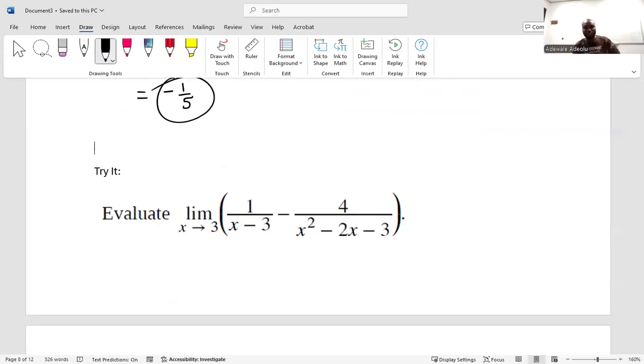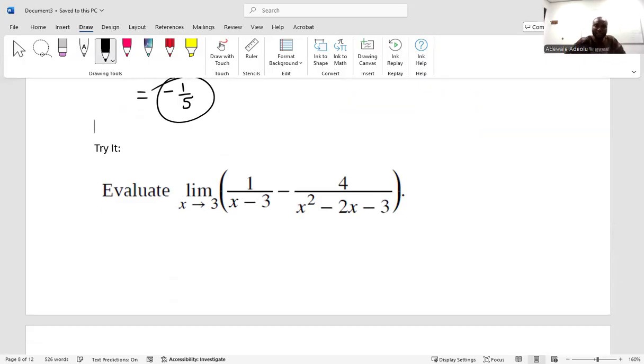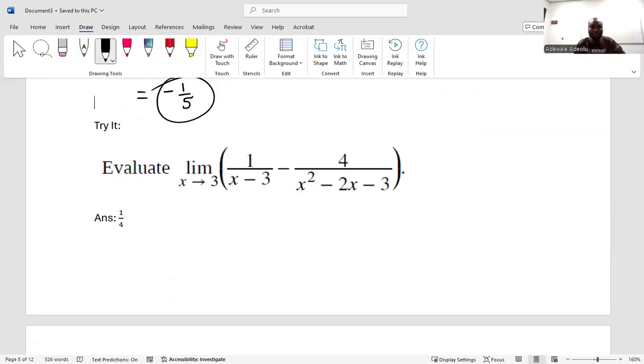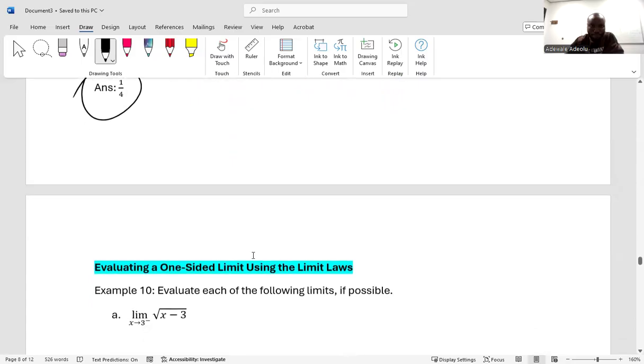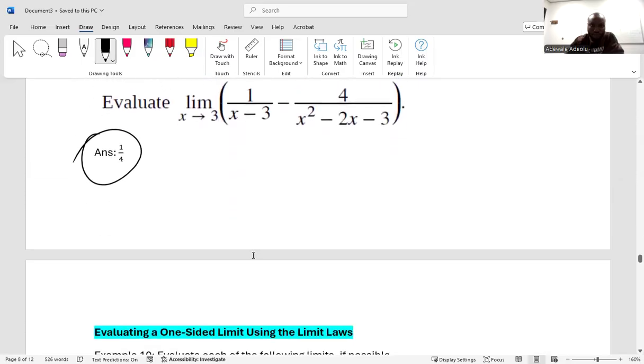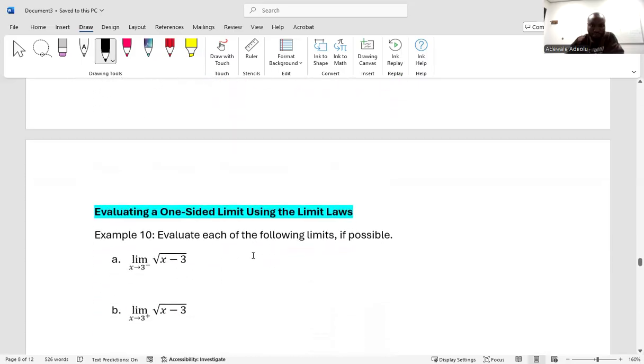So, again, pause this video and solve this. I believe your answer should be this. I worked this out, so if my work is correct, I believe the answer is 1 over 4. So go ahead and solve that.